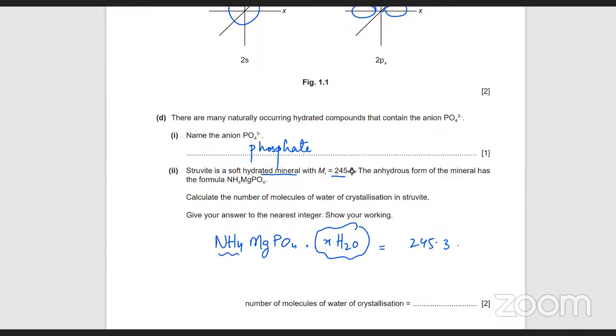So we're going to first find out what this is. NH4 is 18. Mg on the periodic table is 24.3. PO4, I think, is 16 times 4 plus 31, that's 95.